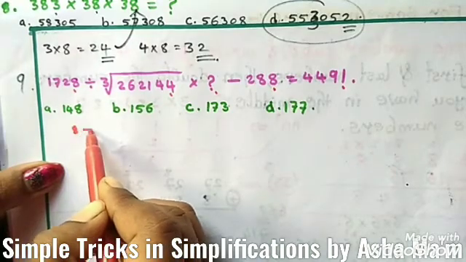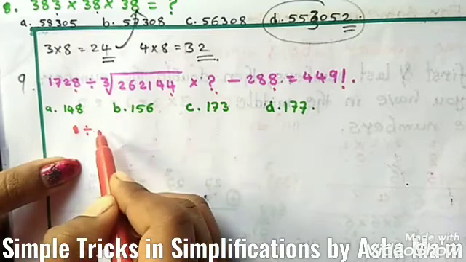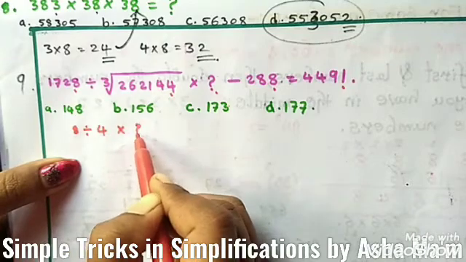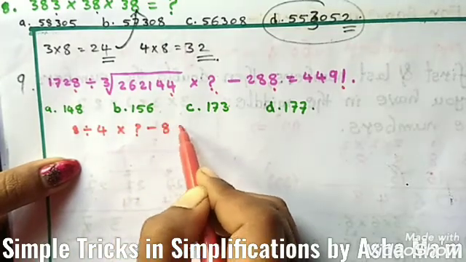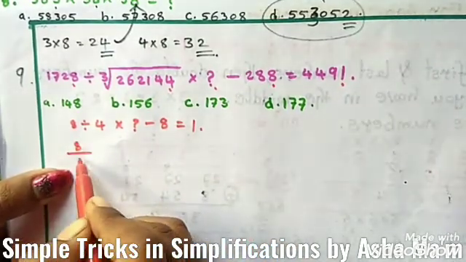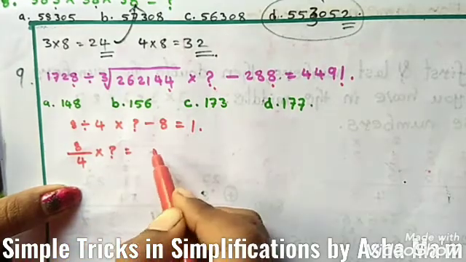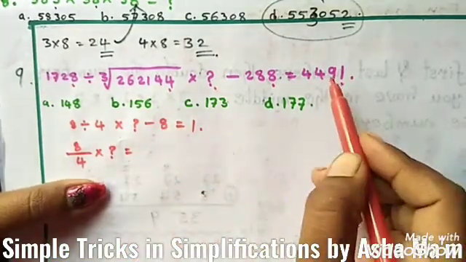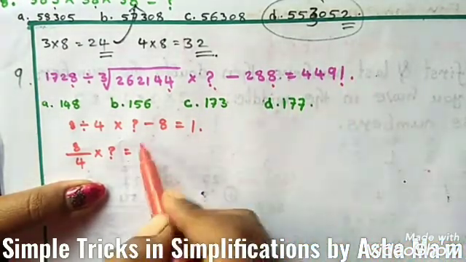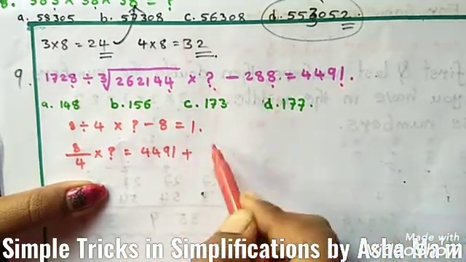Here is the question mark, here is 8, here is 1. So 8 divided by 4 into question mark minus 8 is equal to 1. So 8 divided by 4 you have to write like this: 8 by 4 into question mark is equal to, here minus should be plus, if you move this number towards like this, 4491. Here is the changing of the places.